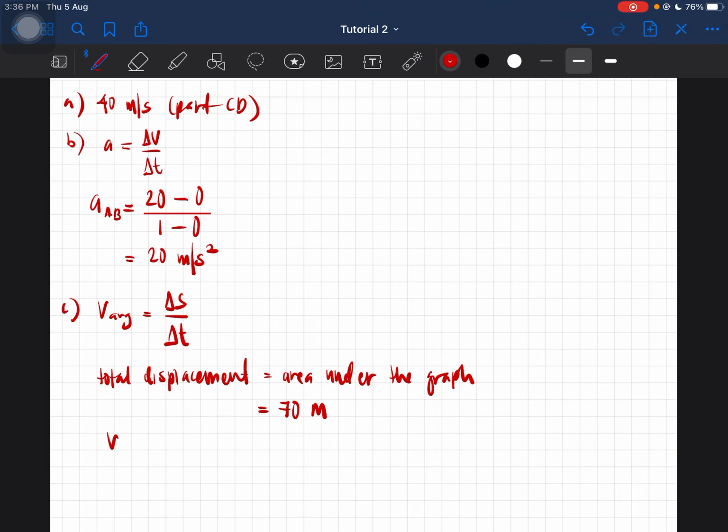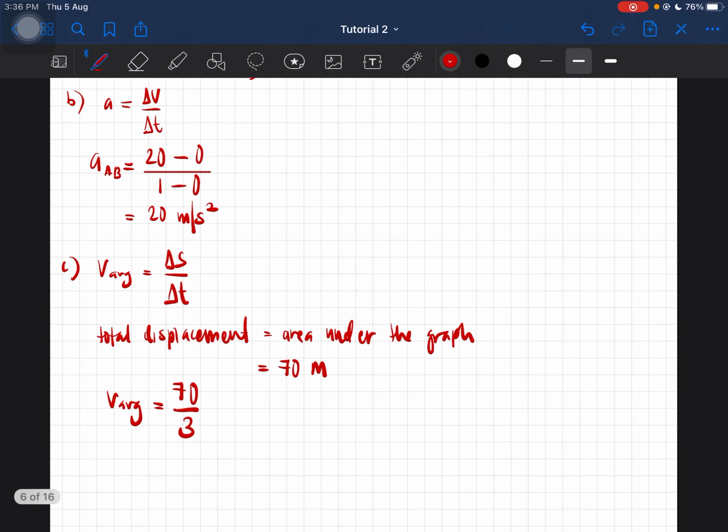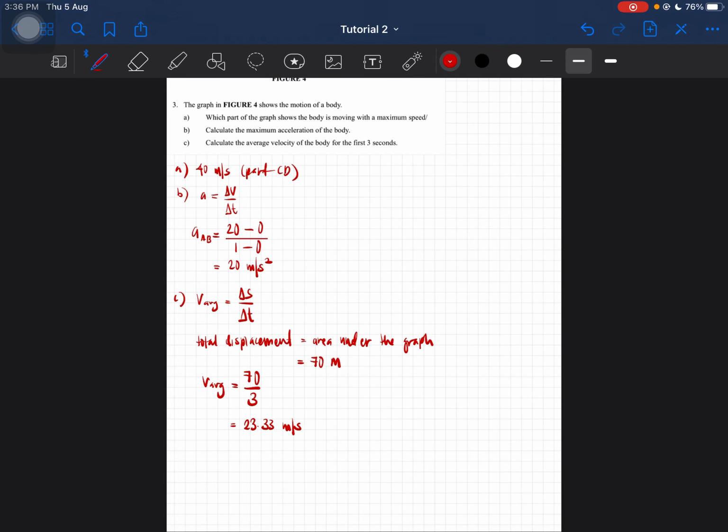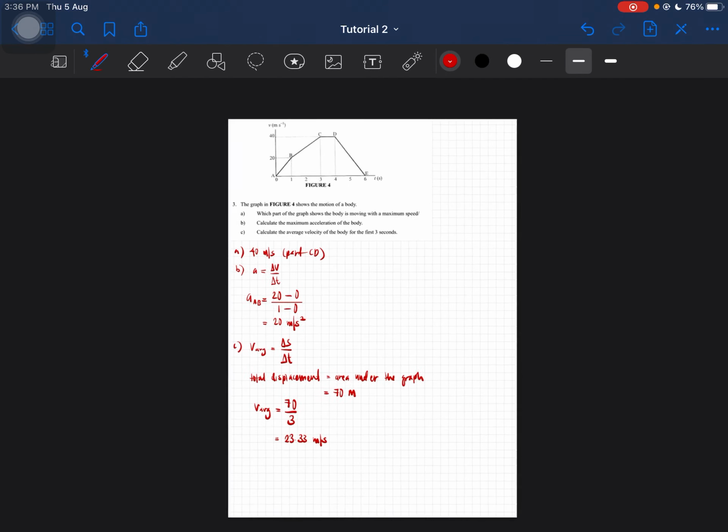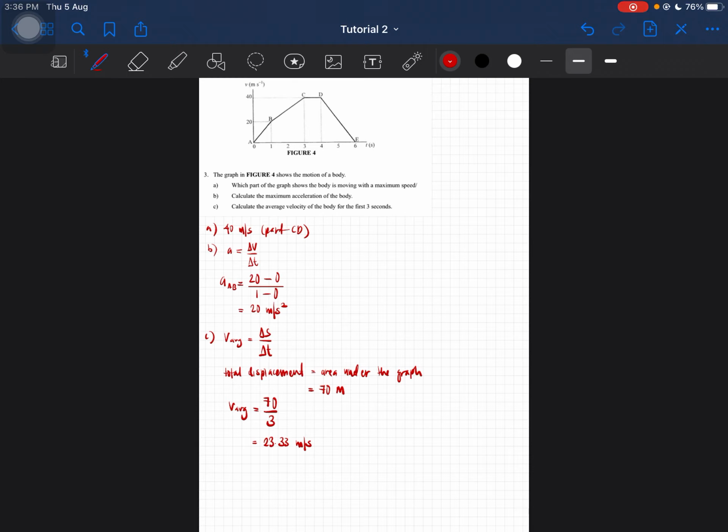So now we can find the average velocity by dividing 70 with 3. Okay, why 3? Because dia tanya the first 3 seconds. Okay, so we have to divide with 3 seconds, then you'll then get 23.33 meter per second as the average velocity. Okay, so that's the end of question 3.